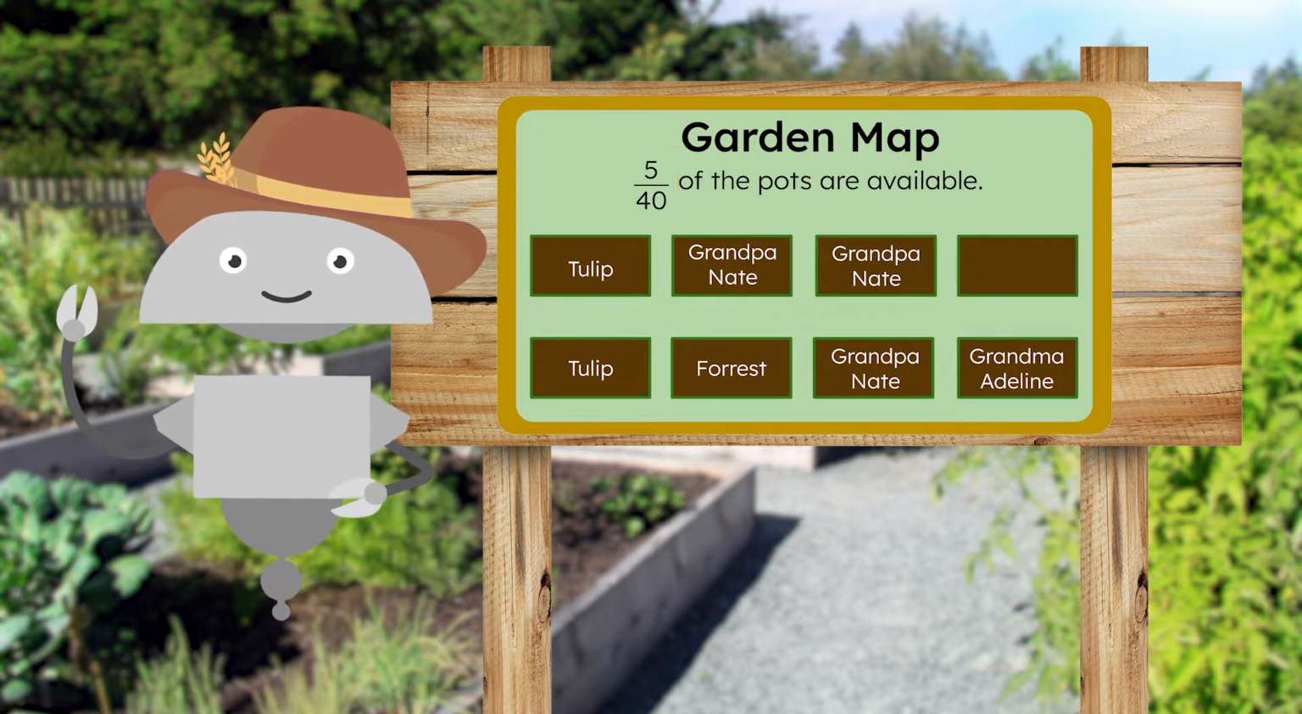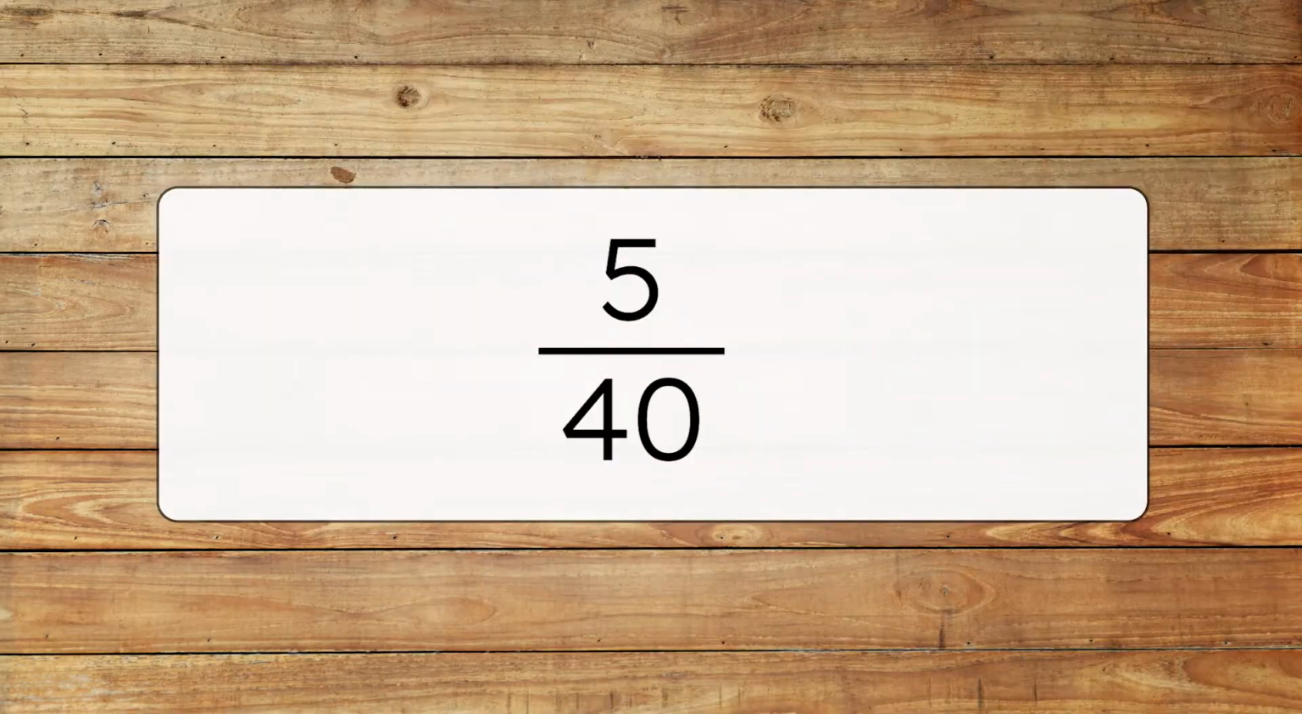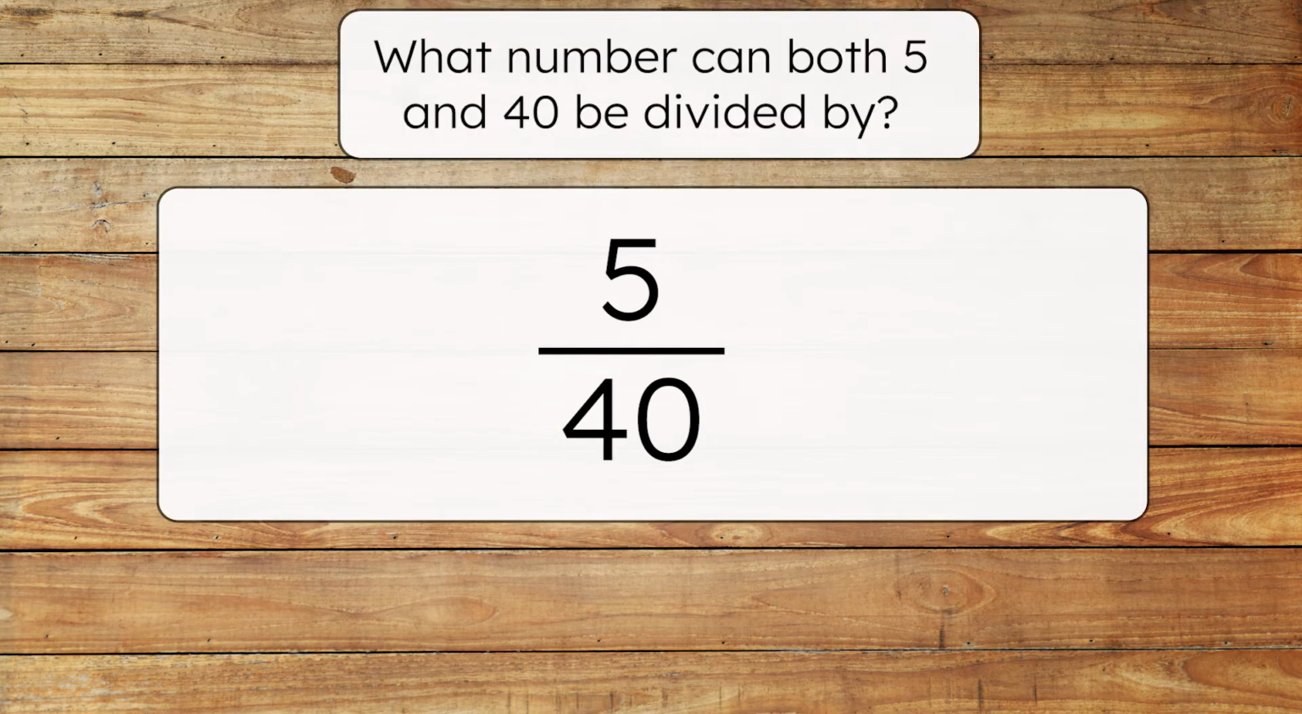But the map only shows 8 plots. How can that be? Good thinking, Mia. Maybe there's an equivalent fraction to 5/40ths that'll make more sense here. Remember, to find an equivalent fraction, we need to divide both the numerator and denominator by the same number. What number can both 5 and 40 be divided by?